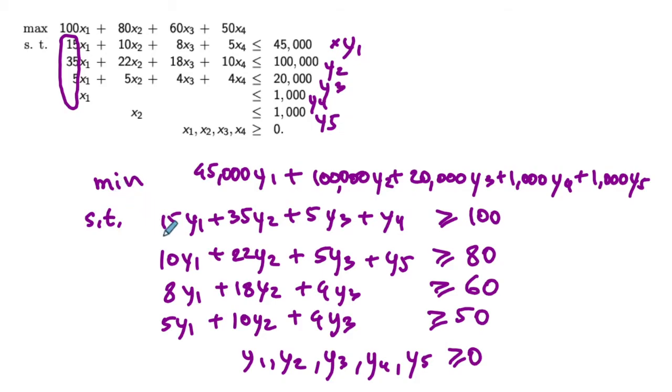So the coefficients for the first row of this LP come from the first column of this LP, and so on. So we call this LP that we have just formulated the dual LP. And once we introduce the dual LP, we call the original LP the primal LP.